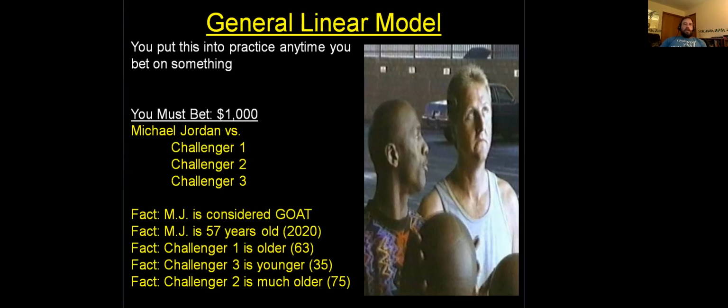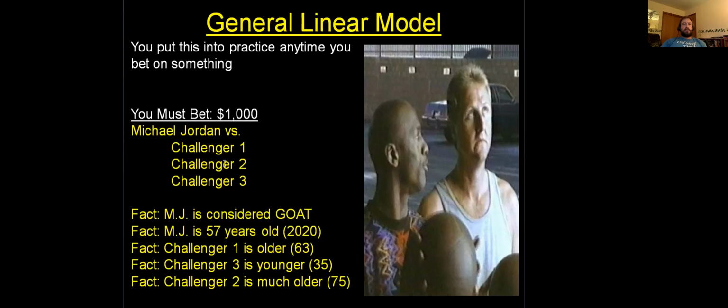We have specific challengers in mind, and we take a look at them. Challenger 1 is a little older at age 63, so 5 to 6 years older. Challenger 3 is quite a bit younger at age 35. And Challenger 2 is much older at age 75. So if I'm going to bet on these or just try to guess really quickly, should I bet on Michael Jordan or Challenger 1? Challenger 1 is a little older than Mike. Probably want to bet on Mike.